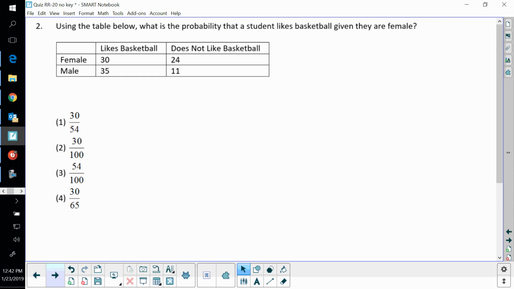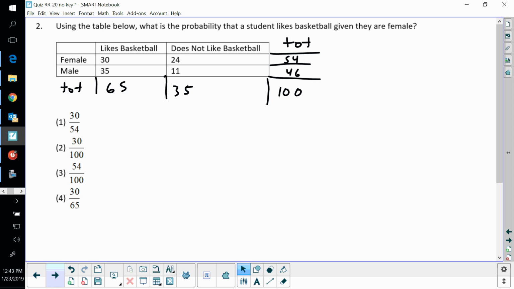So here's the second question. Again, might be a good idea to pause the video, see if you can do the question on your own, and then just check your answer. So we don't have totals. So if you don't have totals in a chart, always find those first. So this would be 65, this would be 35, this one would be 54, this one would be 46, and if we added either down or across, we would get 100 here.